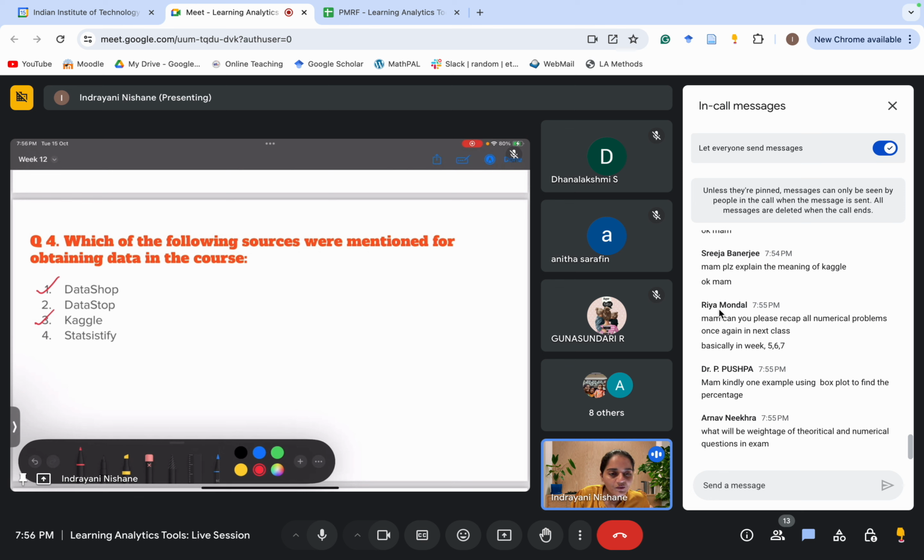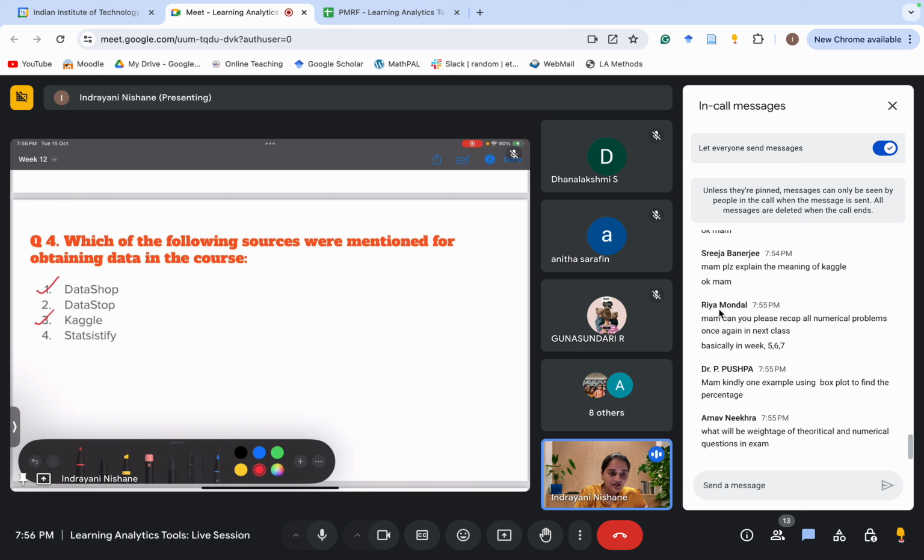So, Pushpa ma'am and Arnav sir's suggestions. Okay, Arnav is not asking about exams. So, one example using box plot to find the percentage. Okay, this box plot I can take up today. It will not take much time, but other requests we can take next week.